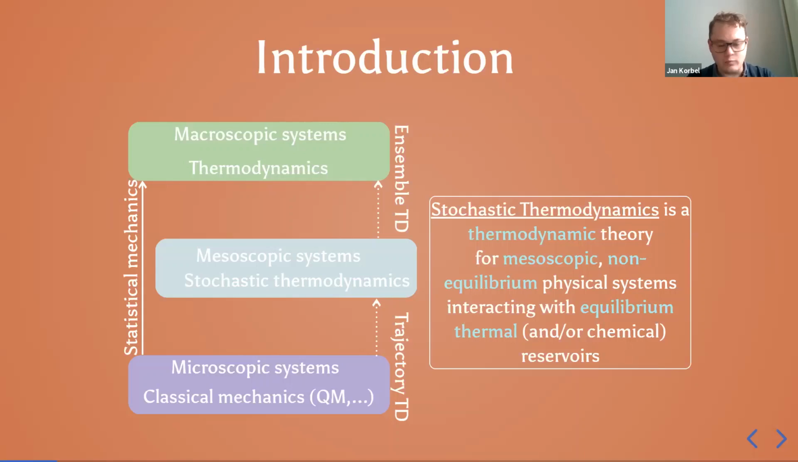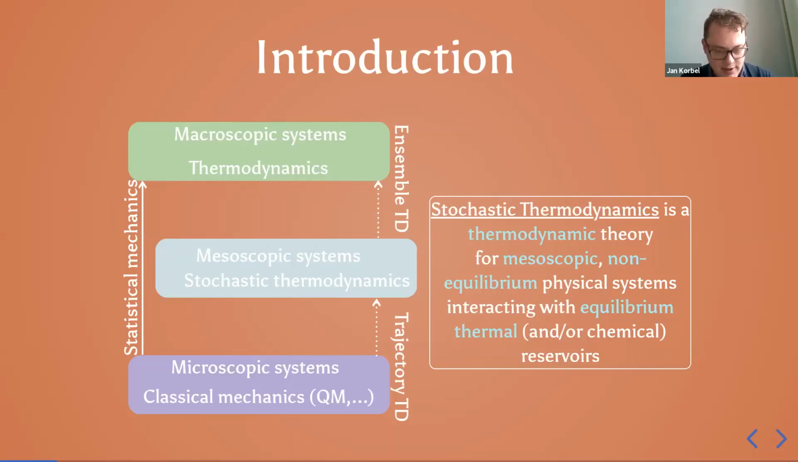And then one of the famous theories about this is thermodynamics, that tells you if you have a piston and you have the volume and the pressure and temperature, how much work you can get from it, for example. And the connection between these two is studied by statistical mechanics. This gives you the connection between microscopic systems and macroscopic systems. However, many real systems, especially in biochemistry, biology, are not so big, and are on mesoscopic scales somewhere in between these two scales.